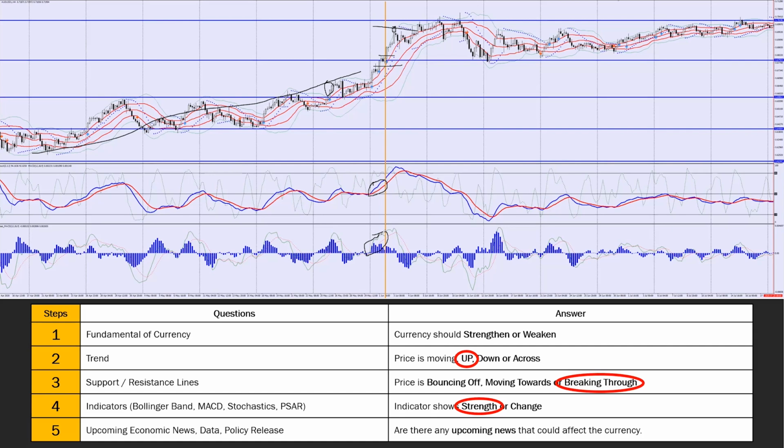Trend over this period has been moving up. Price has been breaking through resistance or bouncing off support, turning back up. Indicators, pay attention to that Bollinger Band. MACDs have been quite strongly pointing upwards. And then we knew the last step, because we're not actually trading it live, we're ignoring the last upcoming news. You can see that so far it's been doing quite well.